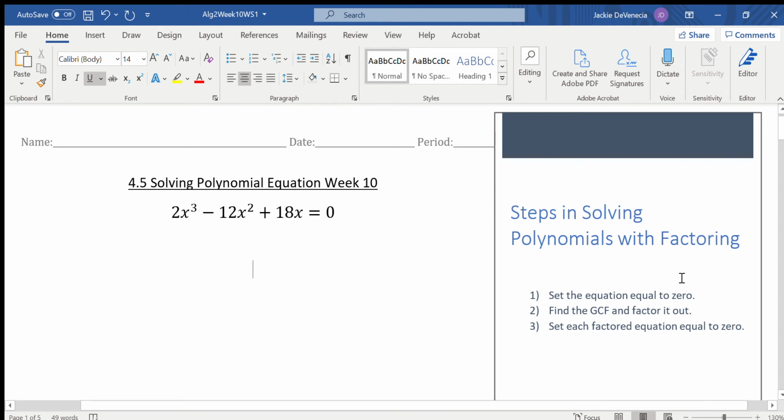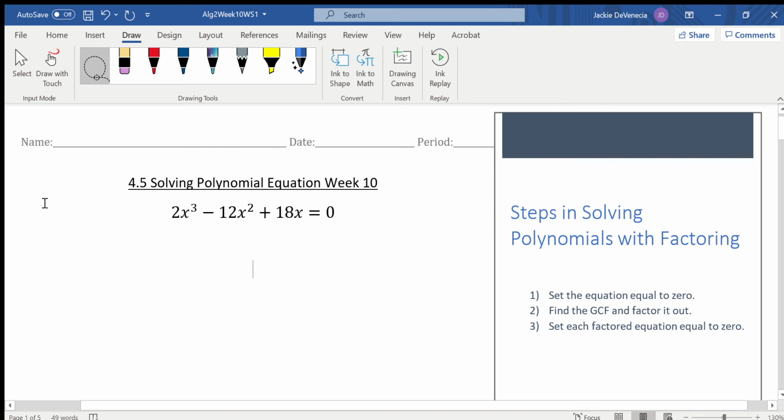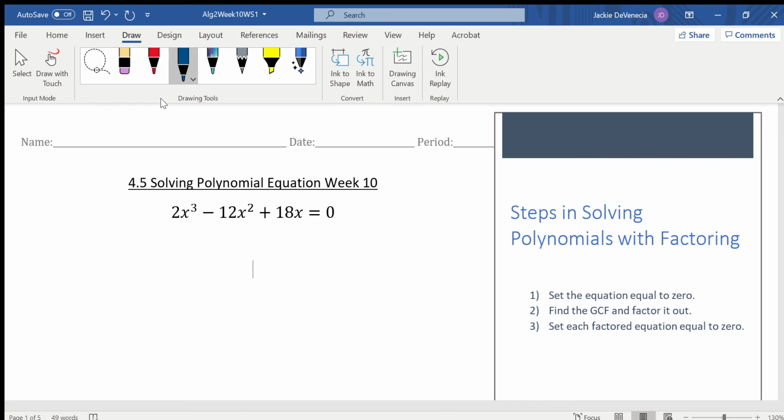Okay, so what do I mean by all this? I'm just going to show you this right now. So here, like I said before, this whole equation needs to be set equal to 0. Once it's like that, we can move on. And here, this step is already done. We can move on to find the greatest common factor.